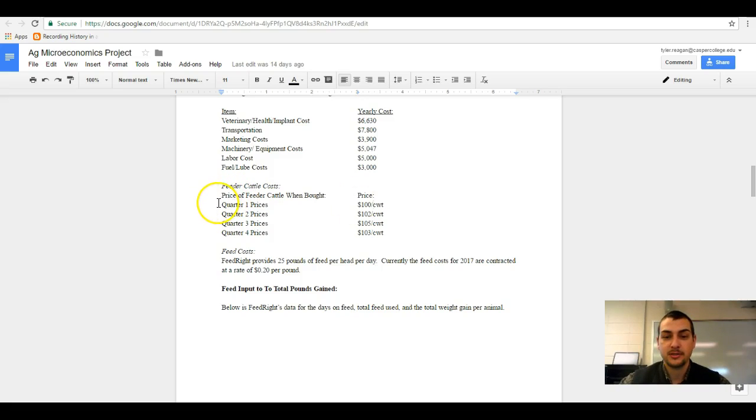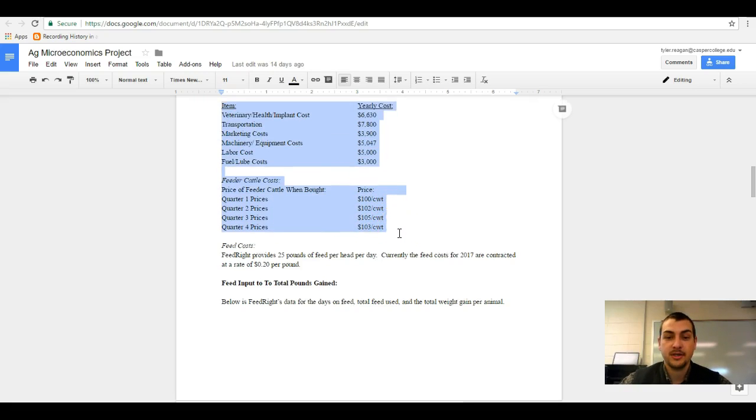So this constitutes basically your fixed cost per head in quarter one. You take the amount that you're buying the animal at plus these costs right here, and you're going to add up these costs and divide that by the total number of head run through the feedlot in that particular year. So these numbers right here all lead into your fixed costs.